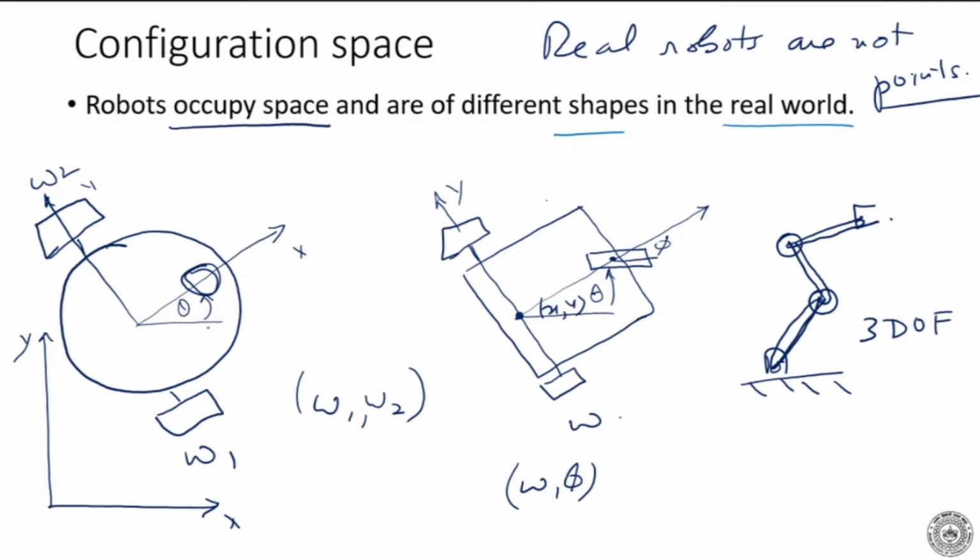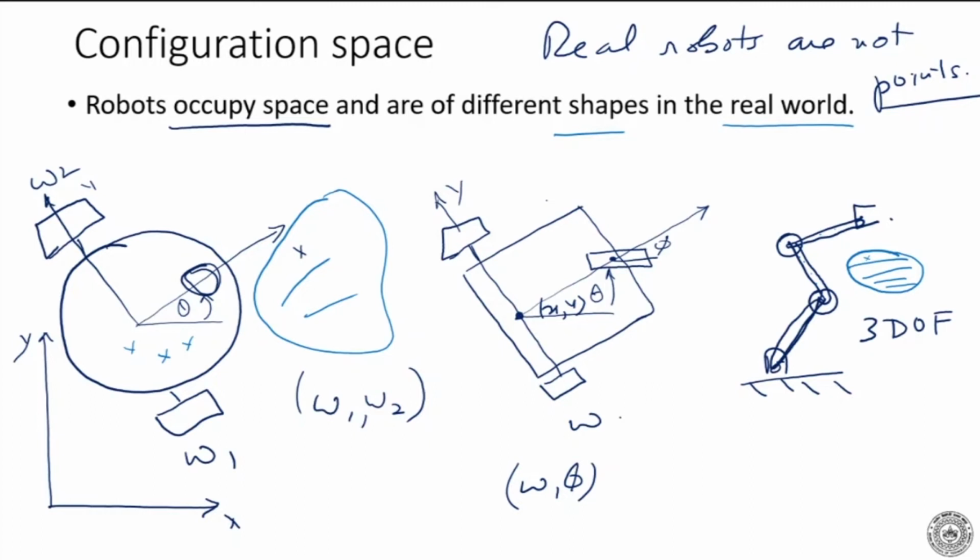Again, it's easy to understand that there are different points, and this point should not be inside the obstacle here. What about in the case of a serial arm? There's an obstacle here. Now, any point on the link should not be inside this obstacle. That is not very easy to visualize. In the case of a mobile robot, it's a little easier. In the case of a serial robot, it's more difficult.